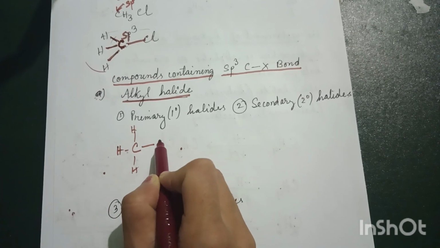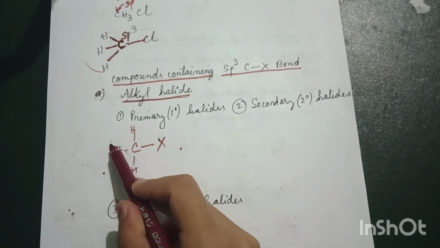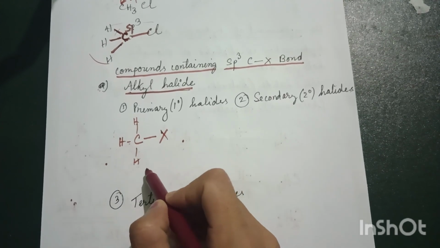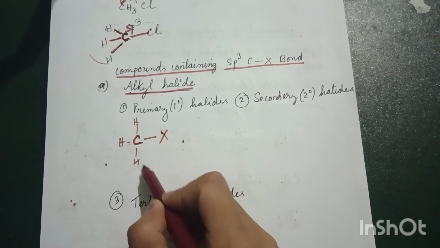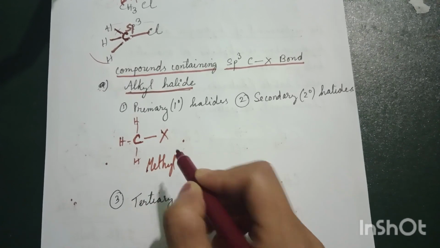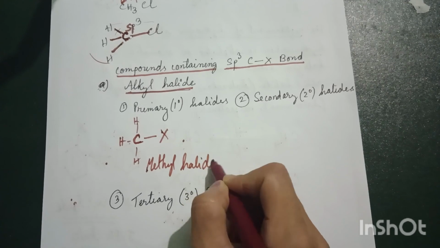Okay, halide, let us take R–X. This is your alkyl group and this is your halide group. So this carbon is called your methyl. This carbon with CH3X is called your methyl halide. Okay, this is your methyl halide.